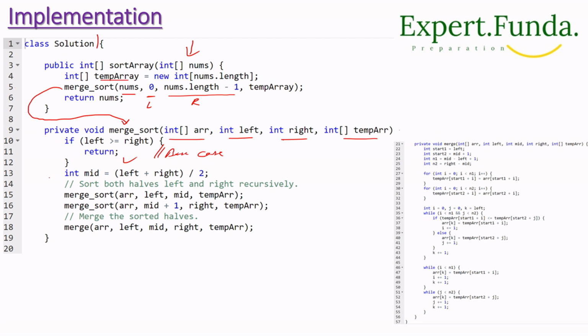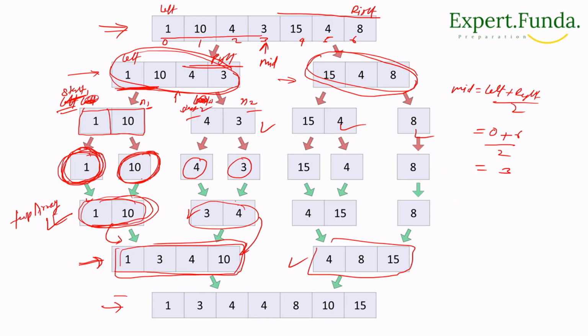Now we'll find our mid, that we have discussed. If the array is given, we will divide this array into first half and second half, and there will be multiple cell values. We will get our mid, and once we have the mid, we have to sort both halves, left and right, recursively. How will we do that? The first recursive call is on the array from left to mid, and the other is from mid plus 1 to right.